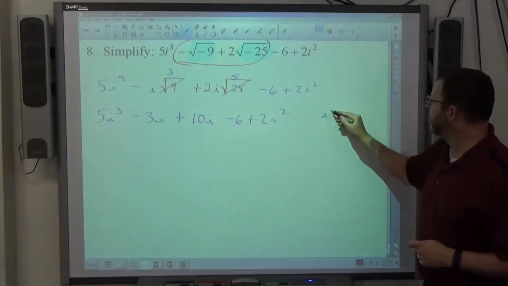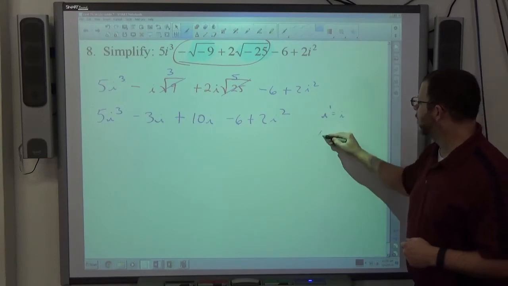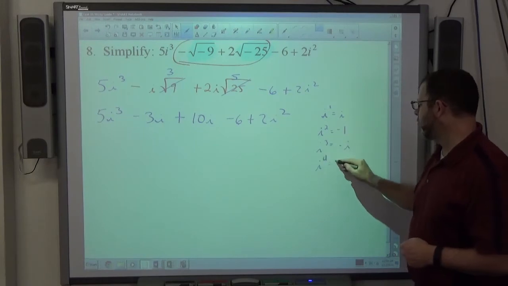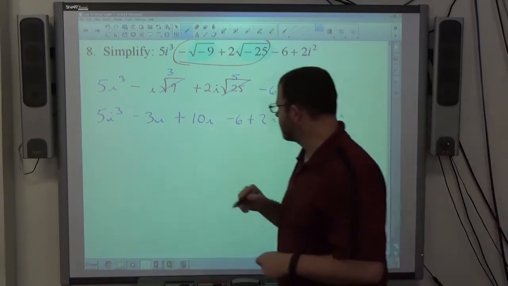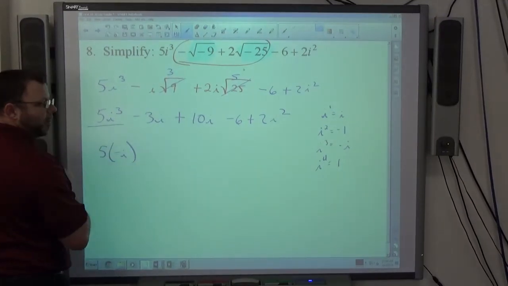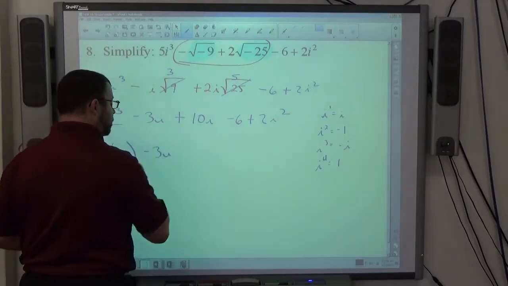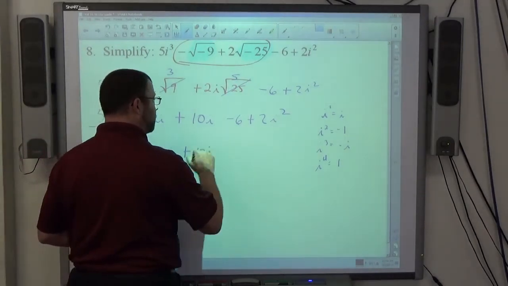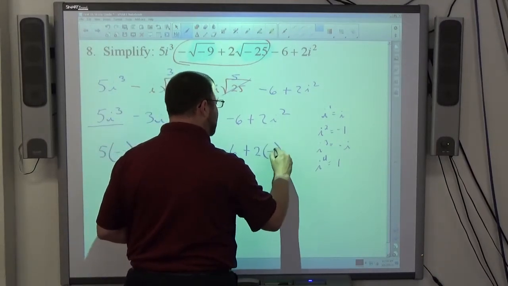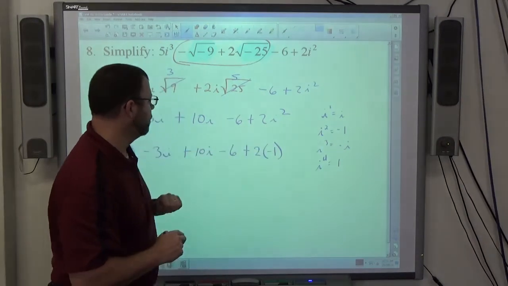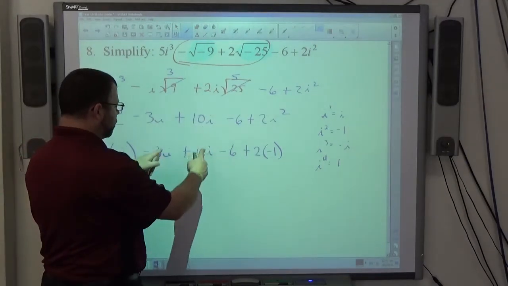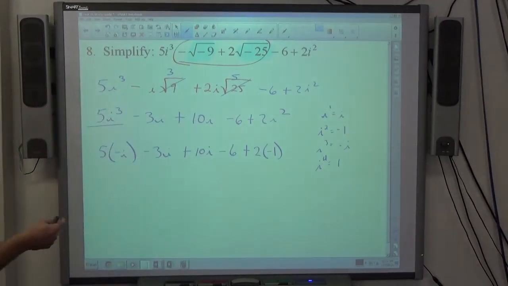The pattern is and always will be i to the first is i, i squared is negative 1, i cubed is negative i, i to the fourth is positive 1, and then i to the fifth starts back over. 5 times i cubed becomes 5 times the replacement of i cubed, which is negative i. Minus 3i to the first is perfectly fine. Plus 10i to the first is perfectly fine. Minus 6 is perfectly fine. 2i squared is going to become 2 times negative 1. Again, these are being multiplied, those are being multiplied. Anytime you substitute in, i's to powers bigger than 1 need to be fixed. i's to the first power and real numbers are perfectly fine in that step.